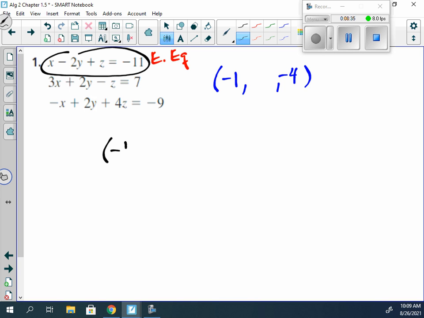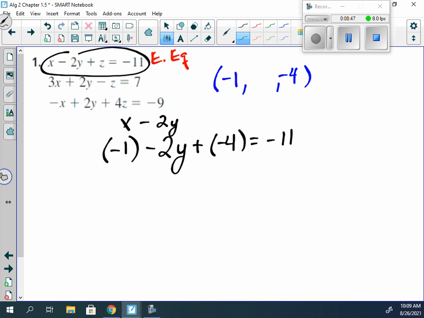So if we plug it in, we'd have negative 1 minus 2y plus negative 4 is equal to negative 11. Our x minus 2y plus z equals negative 11. Here, this would just be negative 1 minus 2y minus 4 equals negative 11.